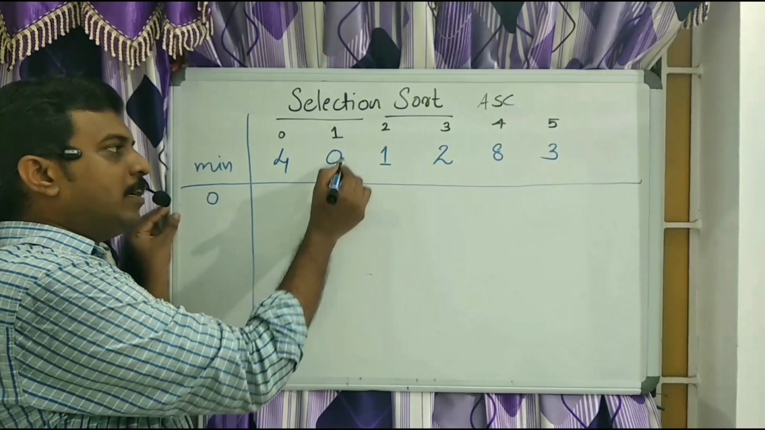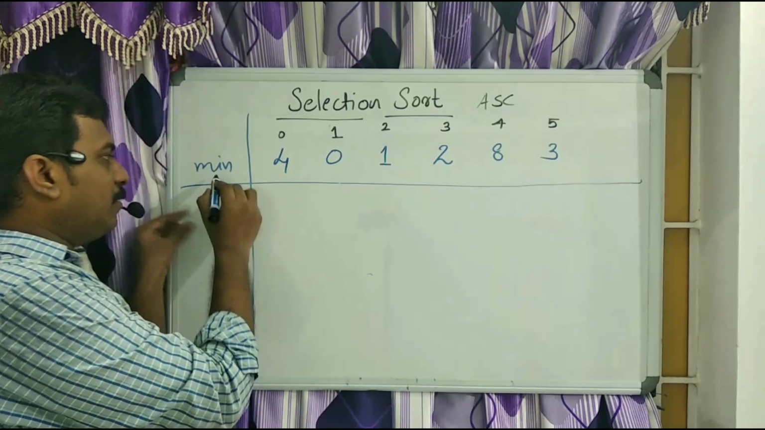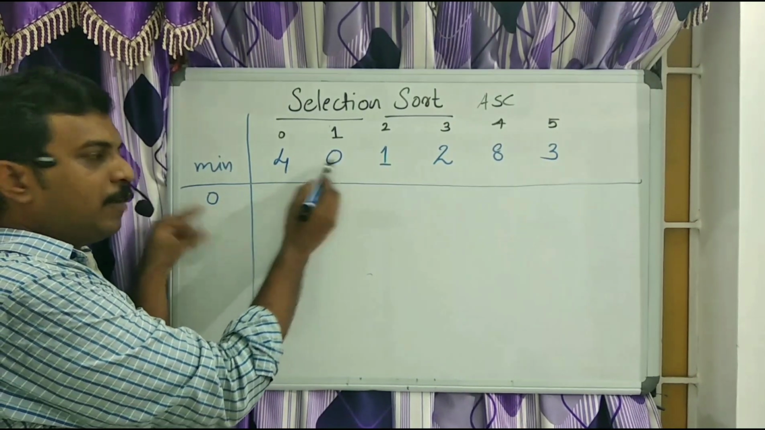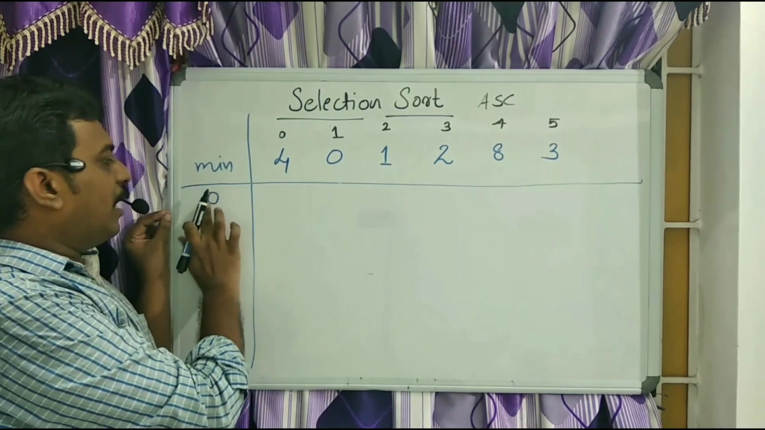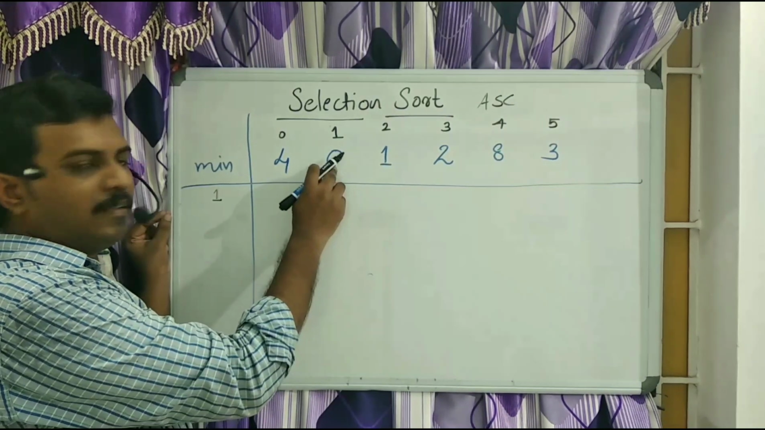If the second number is smaller than the first number, then I will update the value of min as 1. Here I am comparing 4 and 0. 0 is less than 4, so I will update the value of min as 1. Now the minimum element is 0.